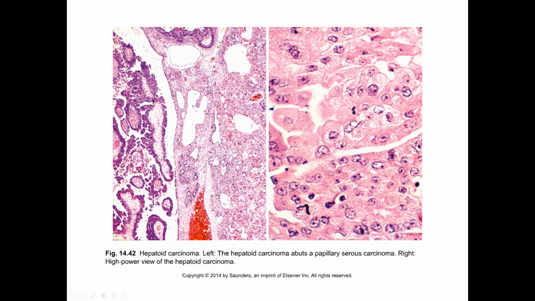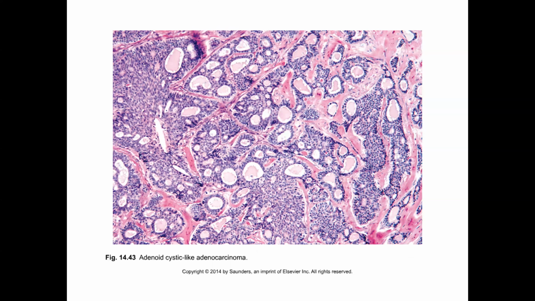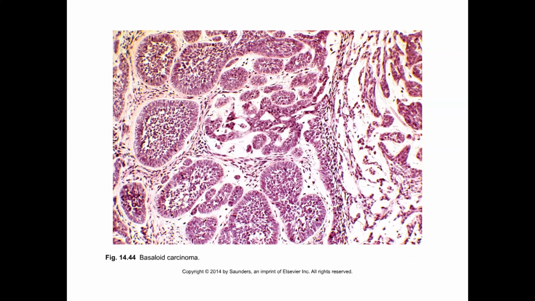Hepatoid carcinoma, abutting a serous papillary carcinoma. So a mixed feature here, hepatoid version. Here you see the abundant oxyphilic cells, mitotically active, atypical nuclei, and a conventional serous carcinoma. So mixed type with both serous and hepatoid. Here's an adenoid cystic carcinoma. It looks very similar to what we'd see elsewhere. Basaloid carcinoma, very pronounced peripheral basilar palisading.